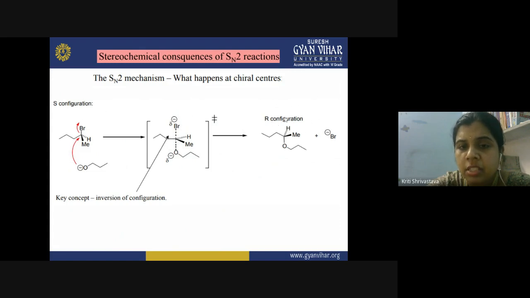So this is inversion of the configuration, and the inversion is taking place because the attacking group, the attacking nucleophile, is attacking the carbon atom from a side opposite to the leaving group. So the leaving group is attached on this side, but the attacking group is coming from this side, just opposite to the leaving group. So this leads to the inversion of configuration, and when you have taken S configuration, you are getting the R configuration in your product.